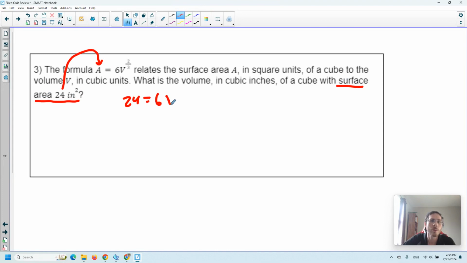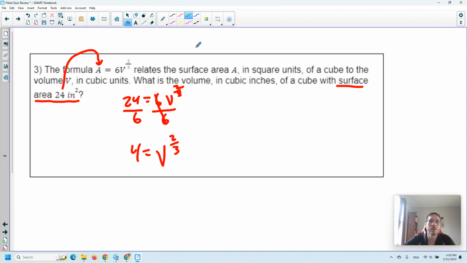So 24 equals 6v to the 2/3 power. To solve it, we're trying to get v by itself. So I can divide both sides by 6. So I get 4 equals v to the 2/3 power. And so now this is a little bit tricky. So we could always guess and check. So we could just try some numbers to find something that works.